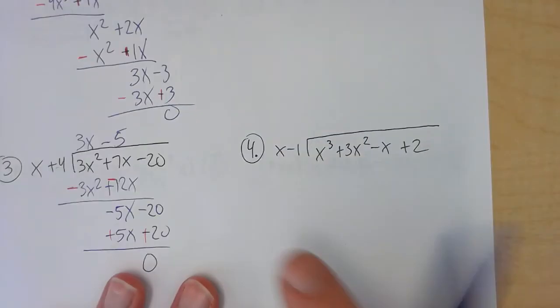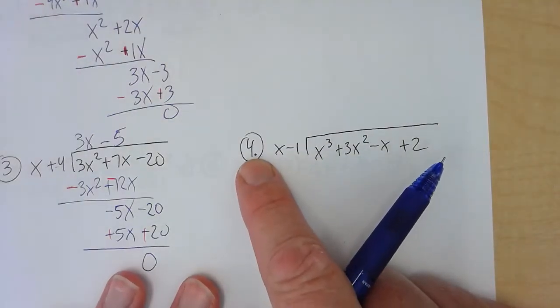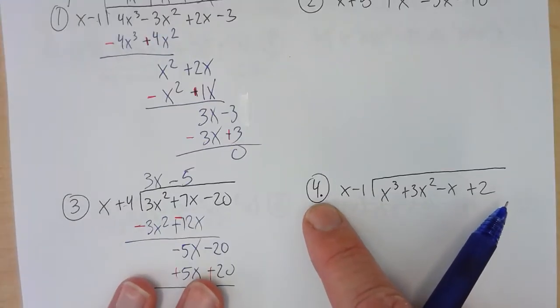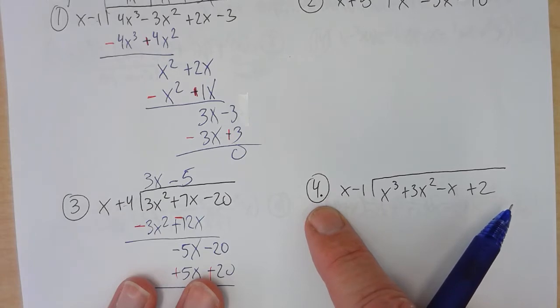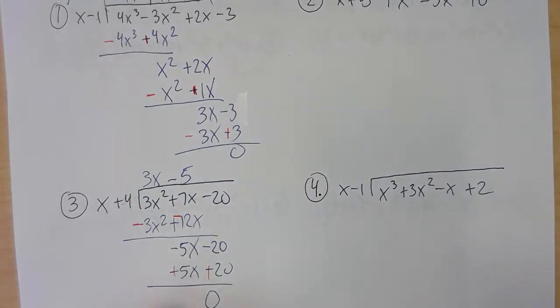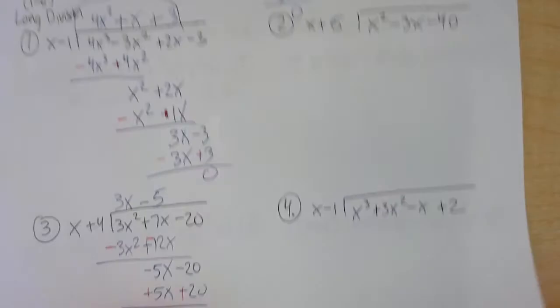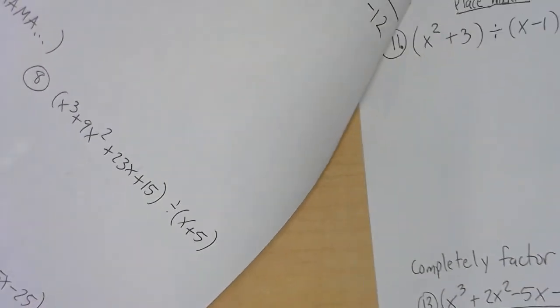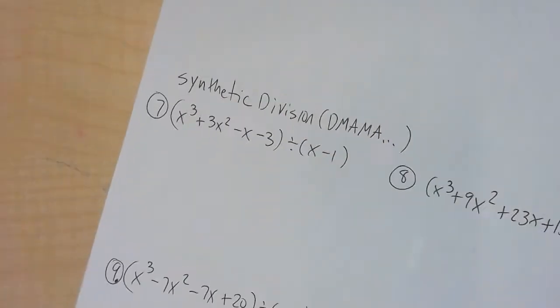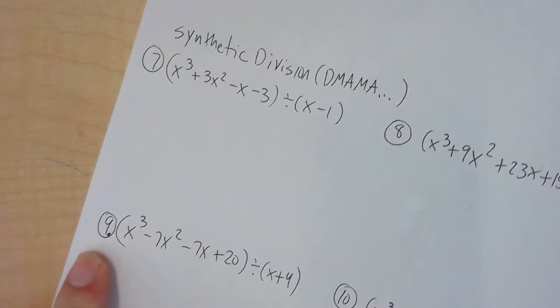Number 4 has a remainder to it, and you can tell which ones have remainders because I put a little dot there. I'll show you how to handle the remainder on a different problem, and you can apply that right here. So number 4 has a remainder, number 11 has a remainder, and number 9 has a remainder. So I'll do one of those for sure.